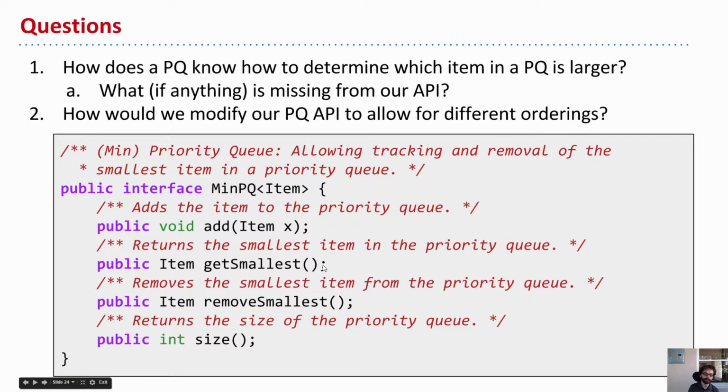Another question you might ask is, let's suppose we don't want to necessarily use the natural order for items, or maybe we don't want to only allow comparables. How could we change things? One thing we could do is create a constructor for a particular priority queue that accepts a comparator, so that whenever you create a priority queue, it has a comparator in mind that it's going to use to order items.